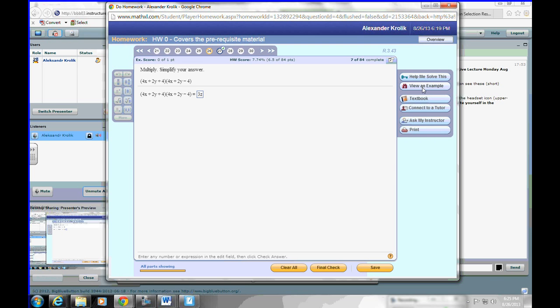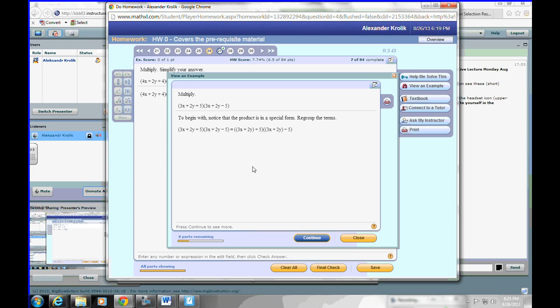Let's ask this thing to show me an example of what you're talking about here. So I'm going to click view an example. This pops up. To begin with, notice that the product is in special form. Regroup the terms. All they did was throw a set of parentheses around 3x plus 2y. And you realize that these two terms only differ by a sign in the middle. Here you have a plus, here you have a minus. So it's kind of like the difference of squares that was shown previously. Does that make sense? So you see, this is a special product of this form.